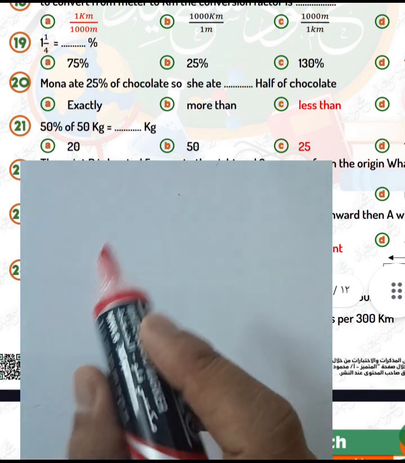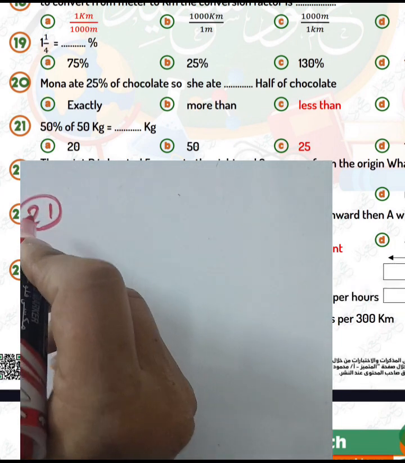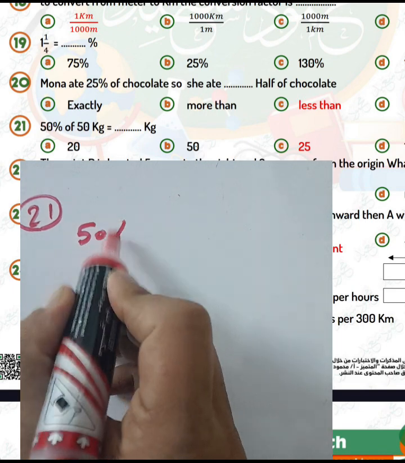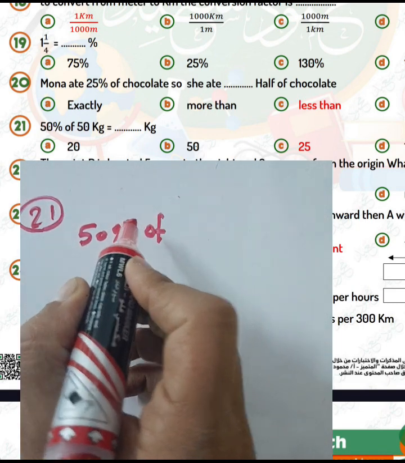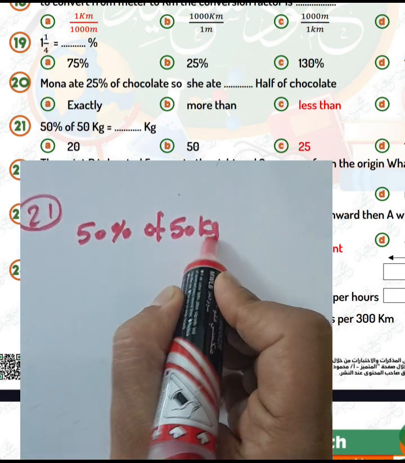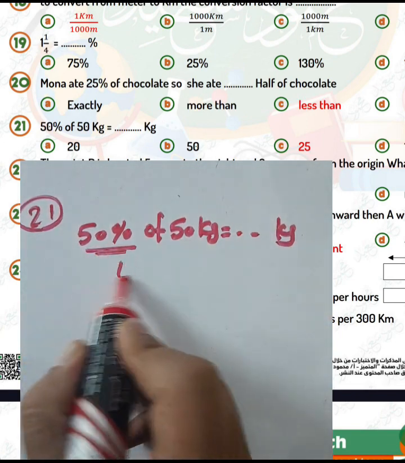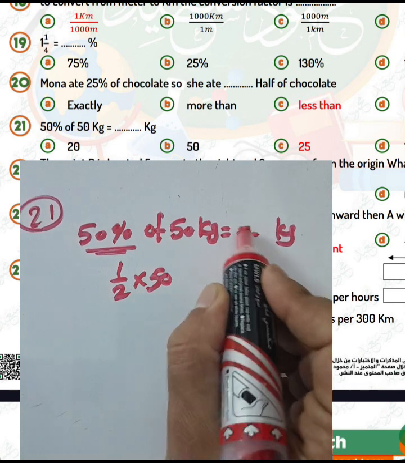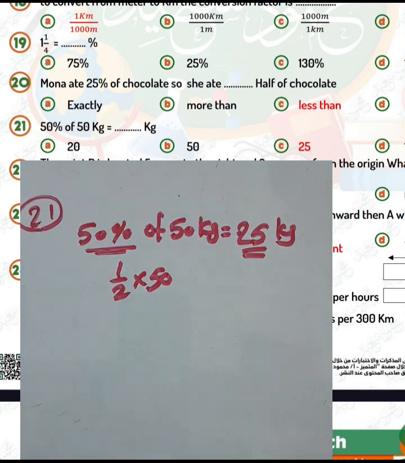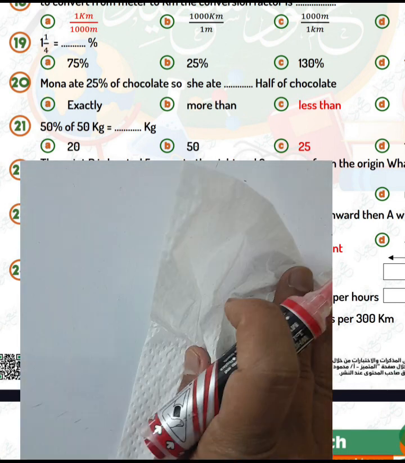Question 21. We have 50% of 50 kilogram equal space kilogram. 50% meaning the half of 50, it will be 25. Write 25 in the space. It was 50%.